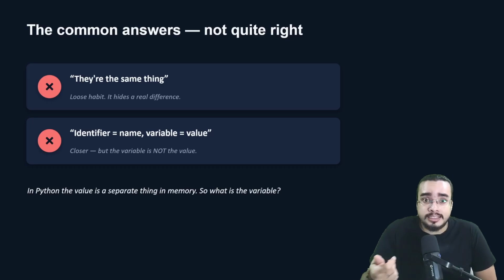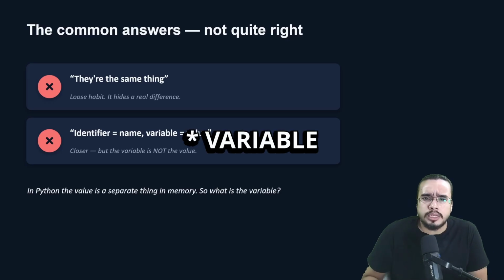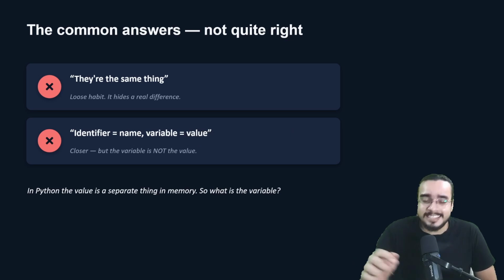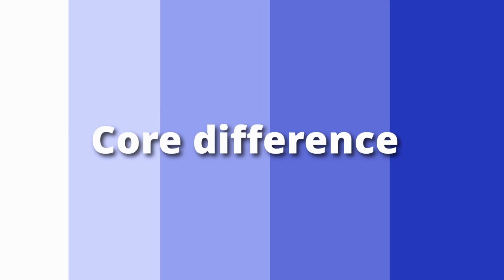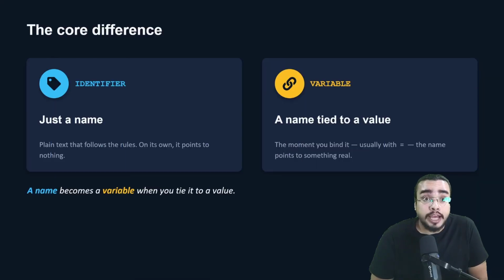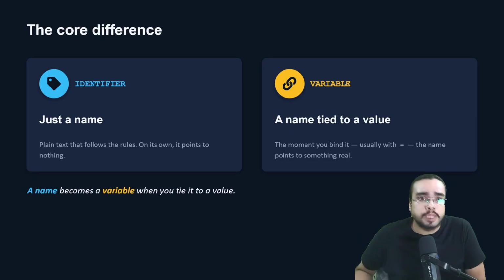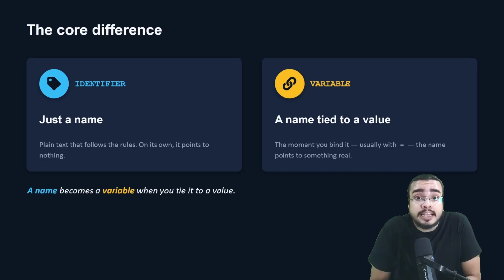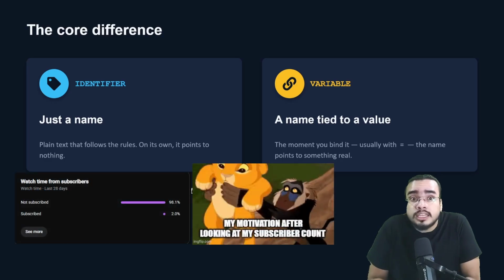The variable is not a value in Python. The value is a separate thing sitting in memory. So if the variable isn't the name and it isn't the value, what is it? Let's go deeper. Here's the simplest way to see it. An identifier is a name; a variable is a name that has been tied to a value. Getting my point? An identifier is plain text. It's a label you are allowed to write as long as you follow the naming rules.